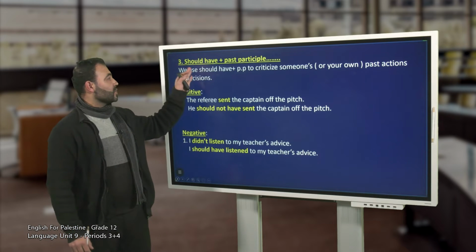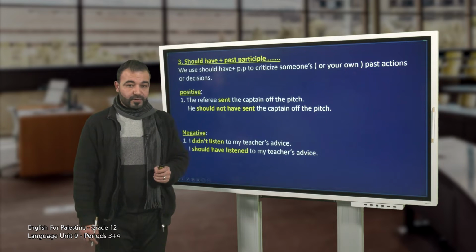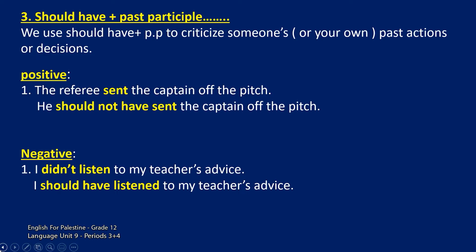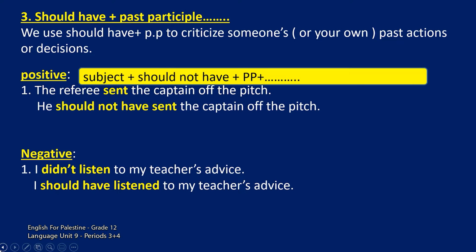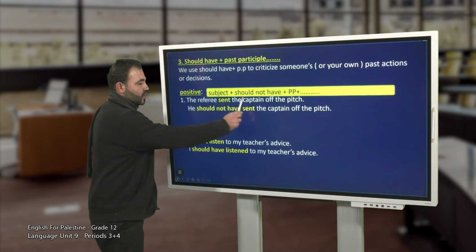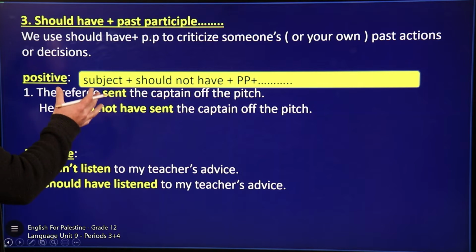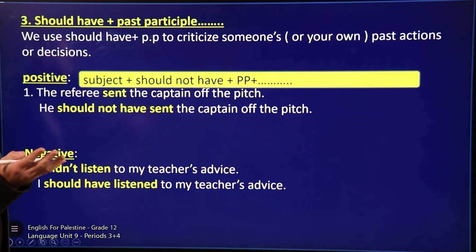Number 3, should have plus the past participle form. We use should have plus the past participle form of the verb to criticize someone's or your own past actions or decisions. Let's see the positive case. The referee sent the captain off the pitch. What's the rule here? We start with the subject plus should not have plus the past participle form. So remember, when we have a positive sentence, we should make the advice in the negative form.